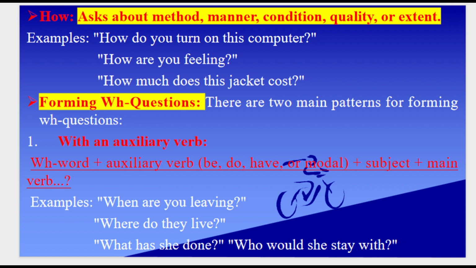Forming WH questions. There are two main patterns for forming WH questions. One, with an auxiliary verb: WH word plus auxiliary verb (be, do, have, or modal) plus subject plus main verb. Examples: When are you leaving? Where do they live? What has she done? Who would she stay with?